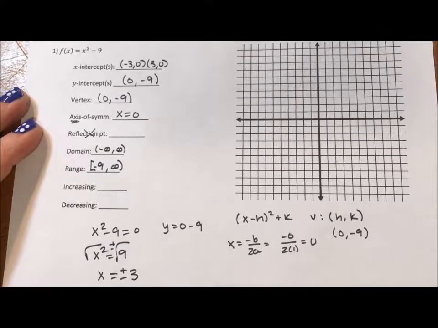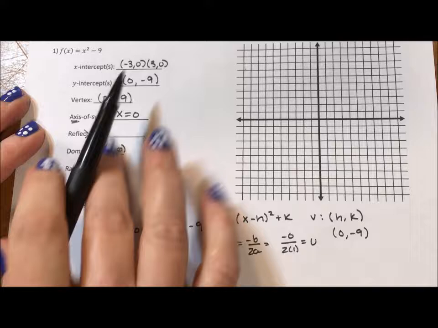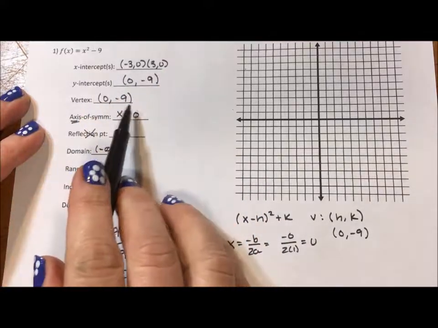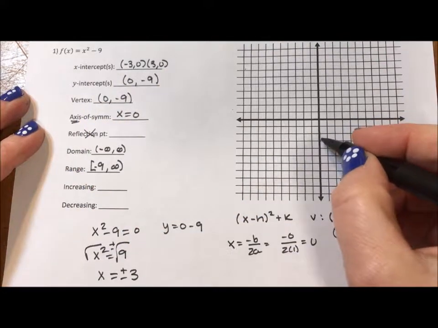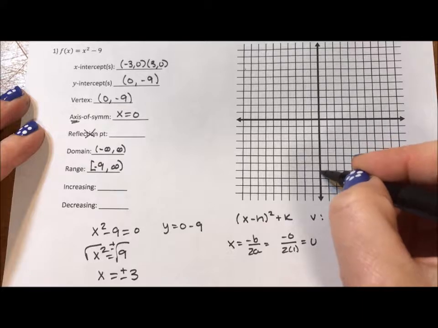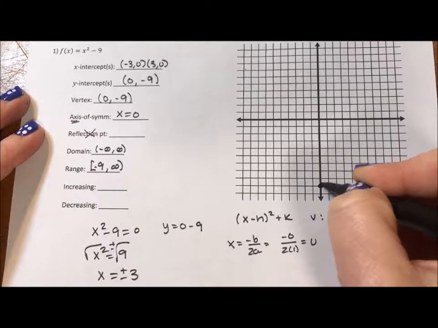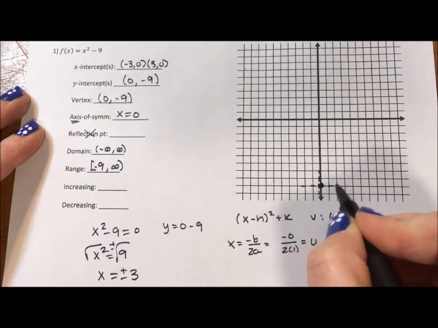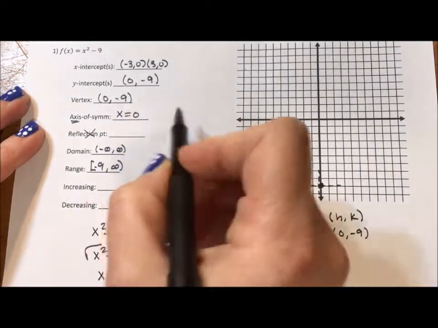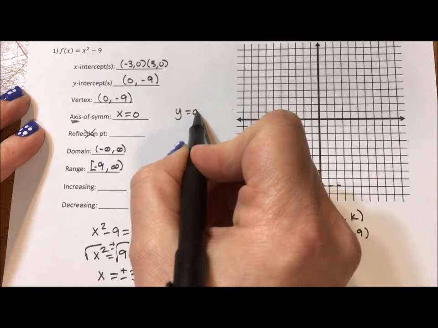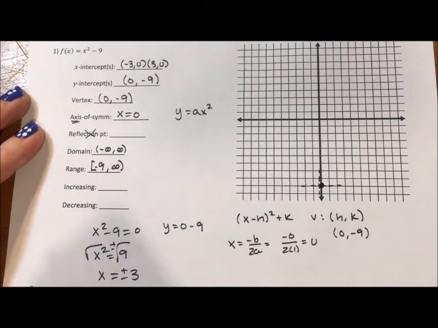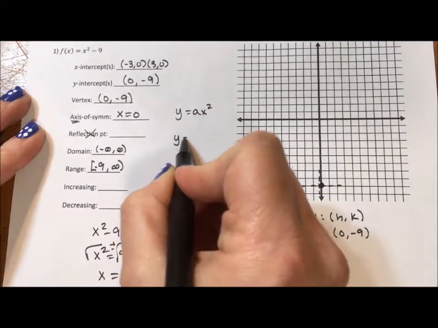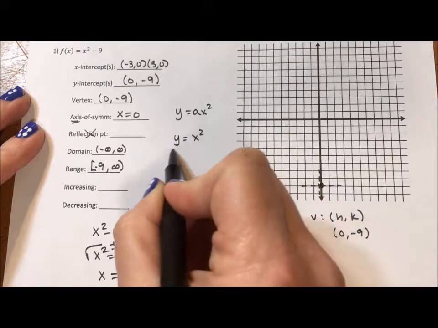The reason I haven't graphed it is the second way to get all the information: you start with the vertex, (0, negative 9). 1, 2, 3, 4, 5, 6, 7, 8, 9. And then you imagine that this is your new origin, and you graph y equals ax squared. You ignore everything but the a and the x squared. So y equals 1x squared.